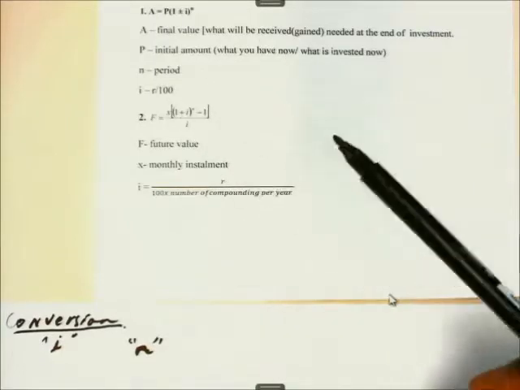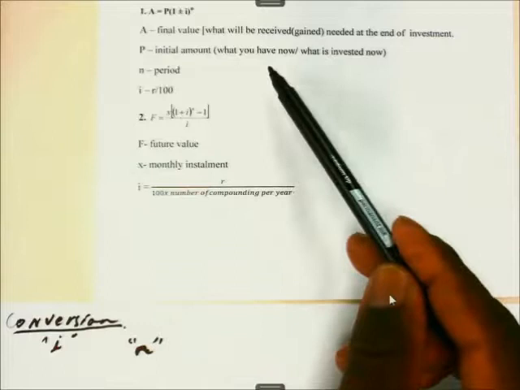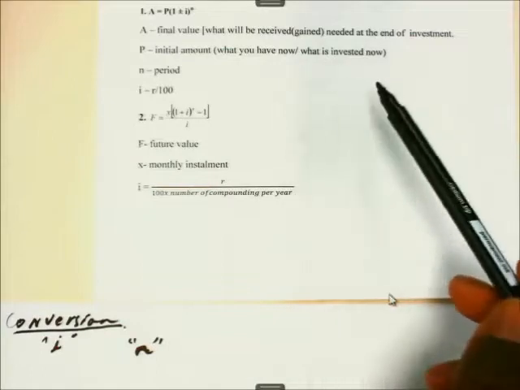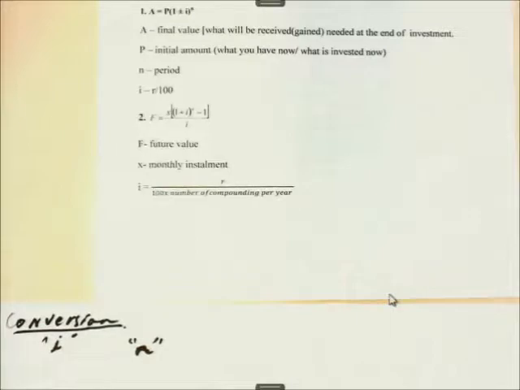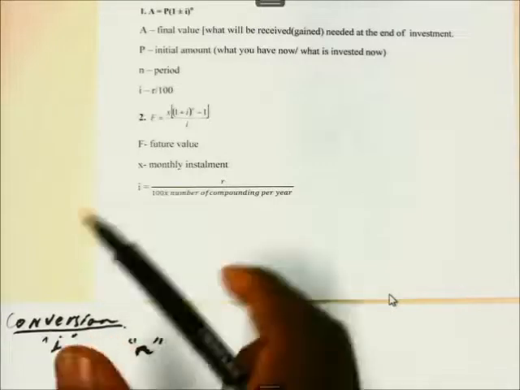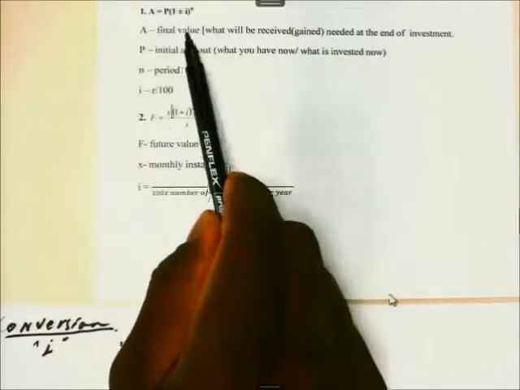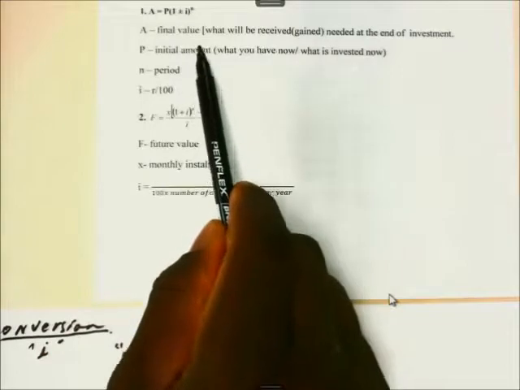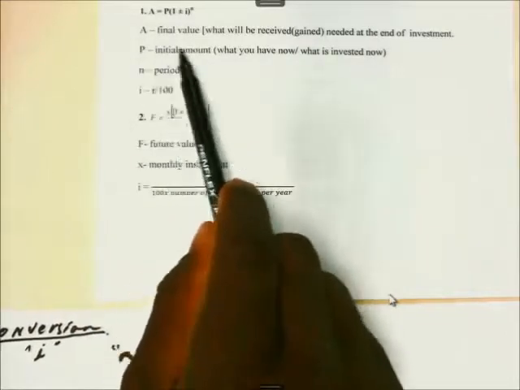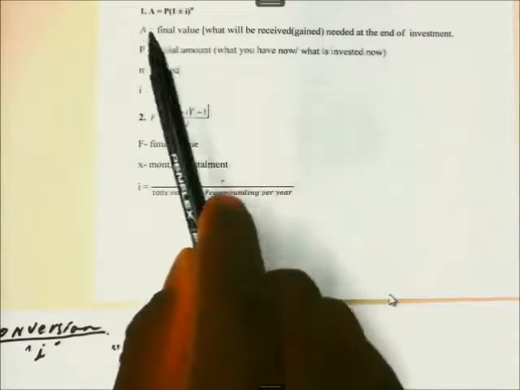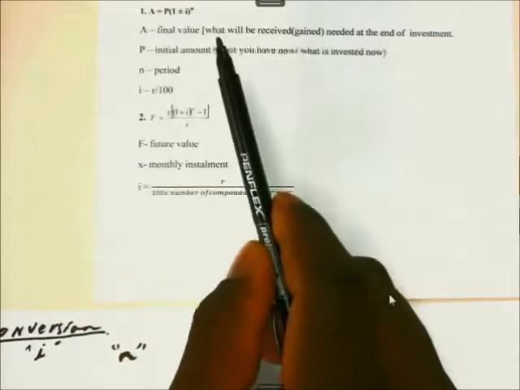And then P is the initial amount. Remember, you've been doing this from grade 9. What is invested now? It's a package, the whole money that you've got as a lump sum that you're going to invest. The initial amount, or the P, represents the principal, the amount of money that is going to start the investment at all times.